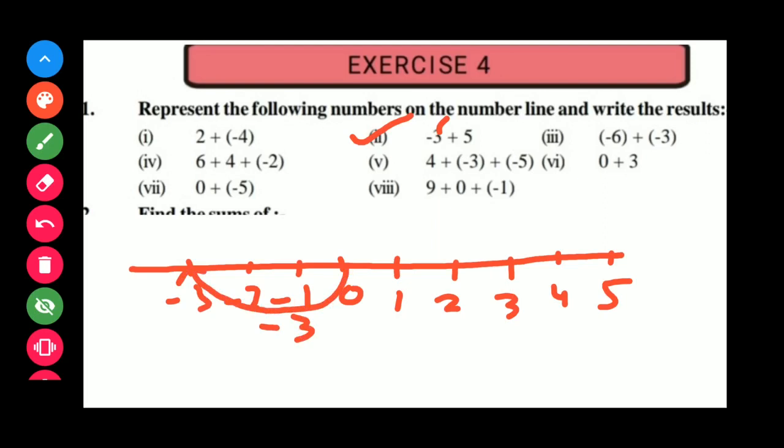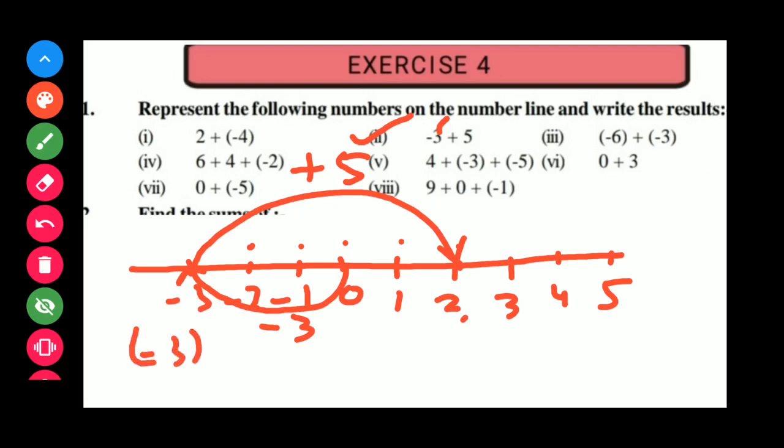Now come to the +5. So you can count here 1, 2, 3, 4, and 5. So you can go like this, 5. It is your +5. So your result is 2. This is your result. So -3 + 5 is equal to 2. That is your result and it's your answer.